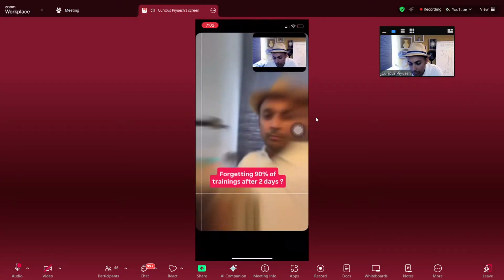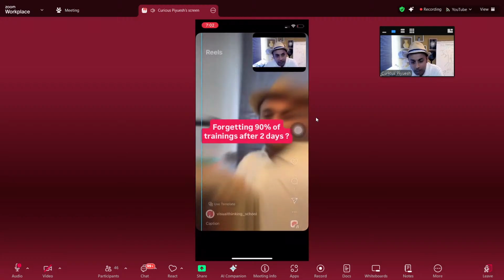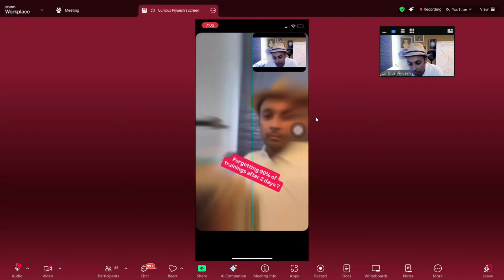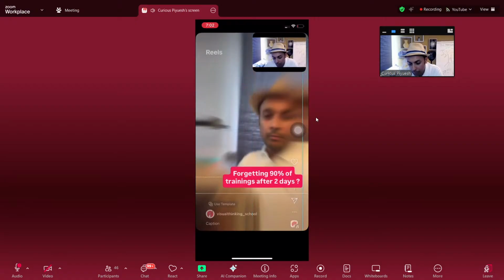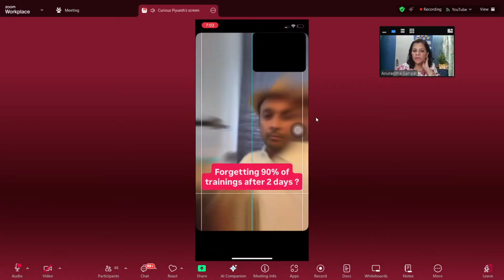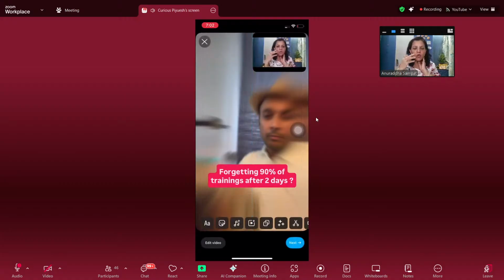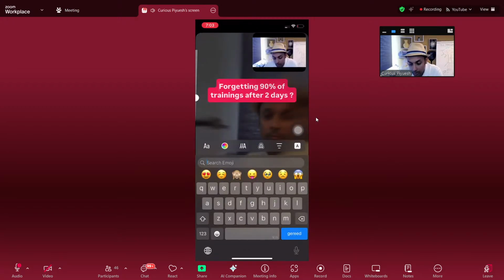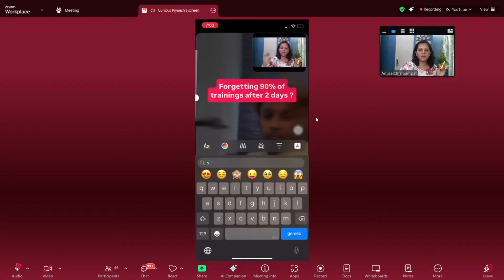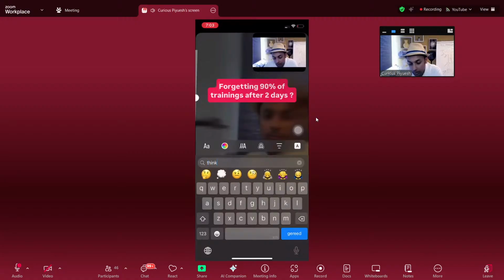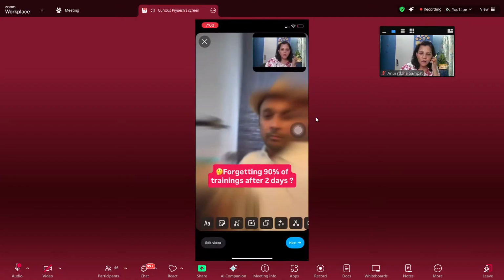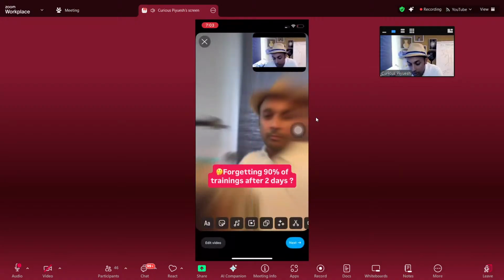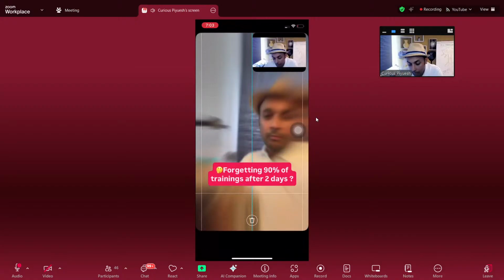Now when you see these white lines coming, try to always stay under these white lines because these are your free space for the content. Otherwise your content will be hidden. Piyush, one thing I want to ask: can we use an emoji, like a thinking emoji? Does that add to the hook? Of course. So what kind of emoji should I add? A thinking one. Yeah, this one. Forgetting 90% of trainings after 2 days. Okay.